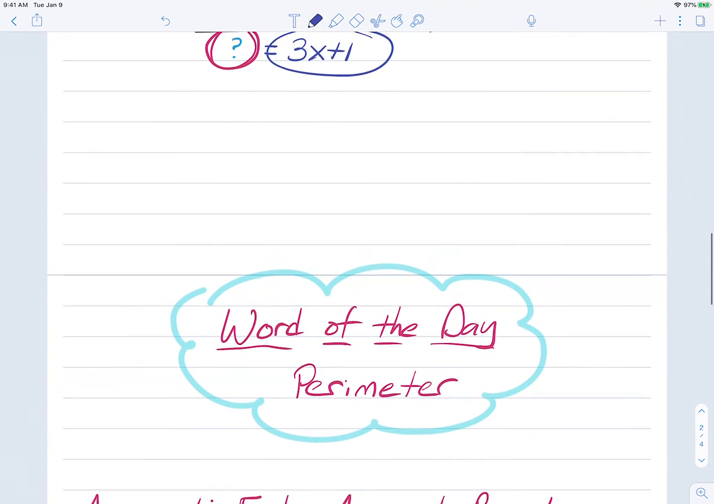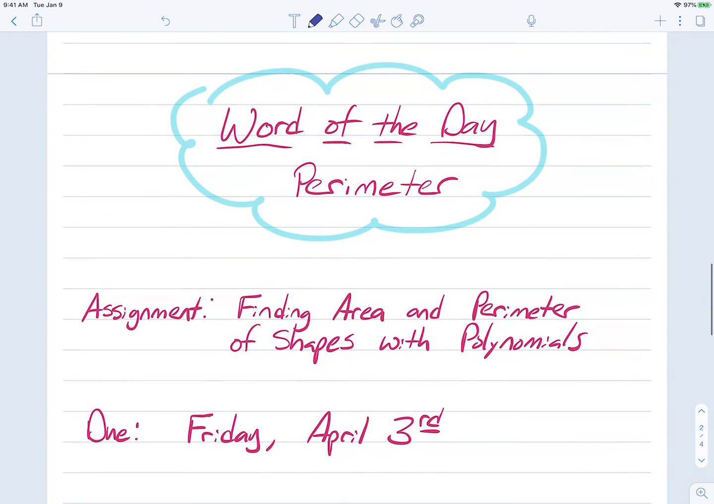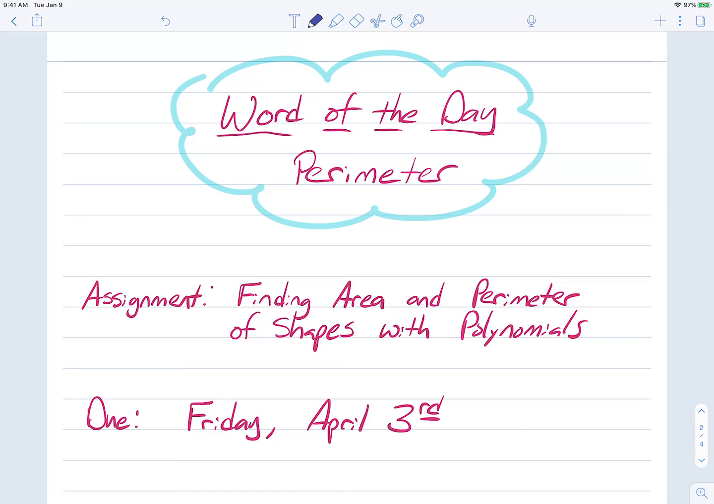Okay, so your word of the day is perimeter. One of the things that we are finding during this assignment is the perimeter, adding up all the sides. Your assignment is finding the area and perimeter of shapes with polygons, and it is due Friday, April 3rd.